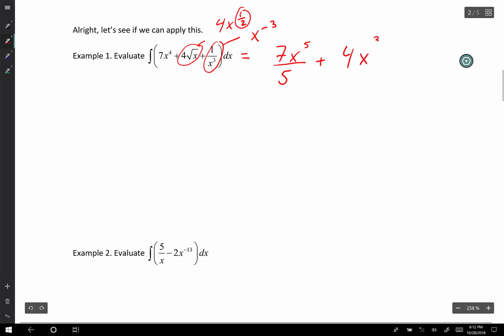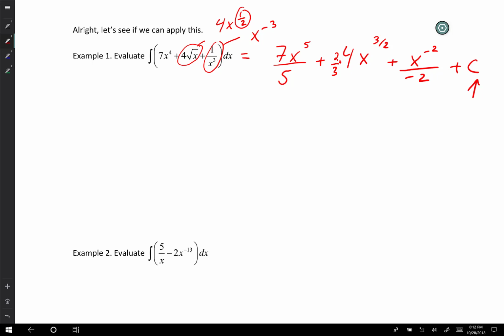4x to the 3 halves divided by 3 halves, which is the same as multiplying by 2/3. If you're dividing by 3 halves, it's the same as multiplying by 2/3. That keep, change, flip deal. And then plus x to the negative 2 divided by negative 2. And then don't forget the plus c. Always, always, always insert that if it's an indefinite integral. If you do not type that in, you will get points deducted.